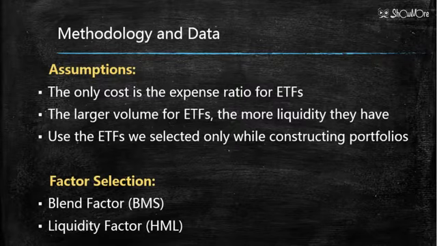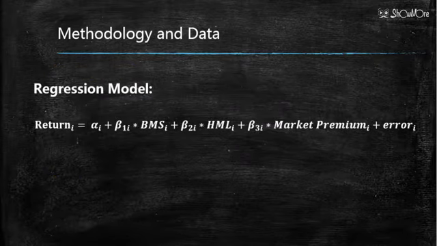Blend factor BMS, which is big blend minus small blend. Big blend refers to the ETFs in the top 70% of the capitalization of the US equity market, while small blend are ETFs in the rest 30%. Liquidity factor is high liquidity minus low liquidity. It is assessed by the trading volume data.